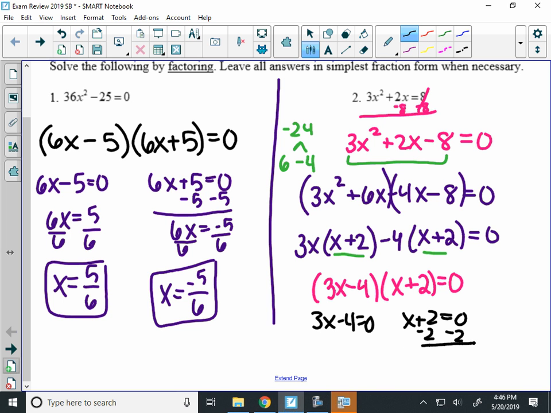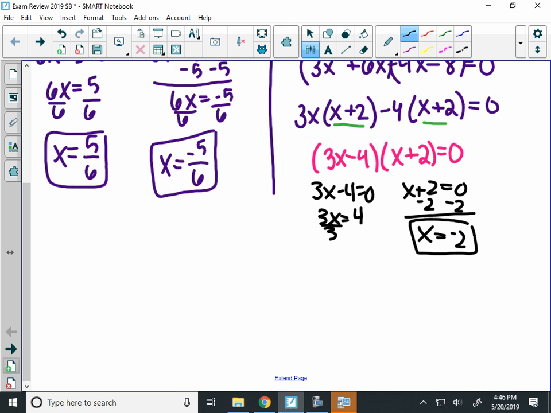So if I subtract 2, I get that one root is x equals negative 2. And the other one here, I'll have to add 4 and divide by 3. And the second root is 4/3. Those are the solutions. All right, make sure you can factor difference of squares, trinomials, by grouping, GCF, all the different factoring methods.